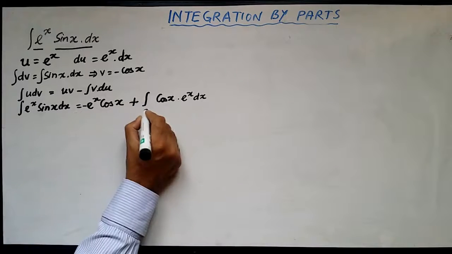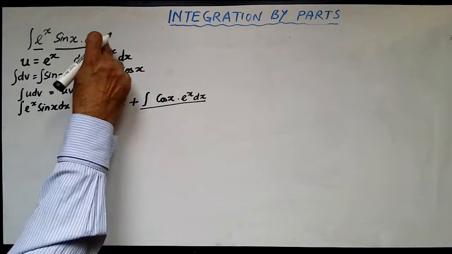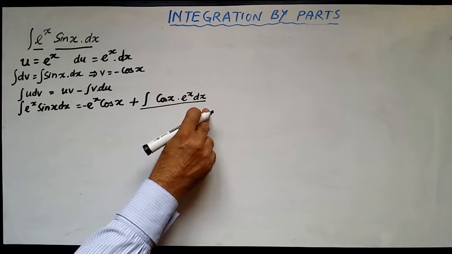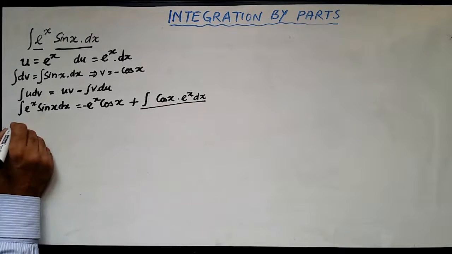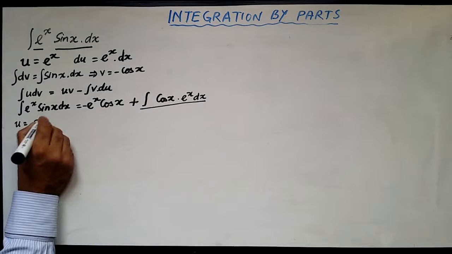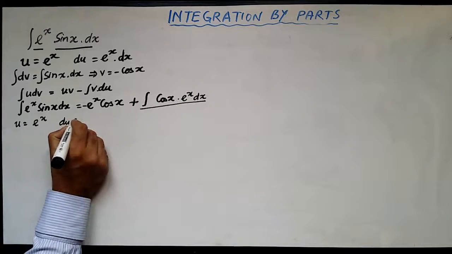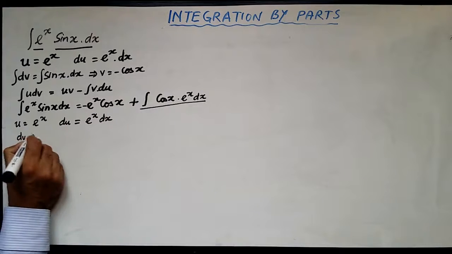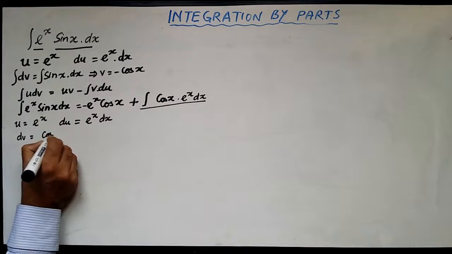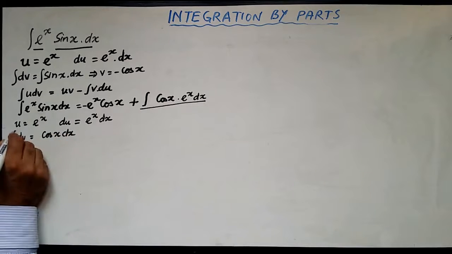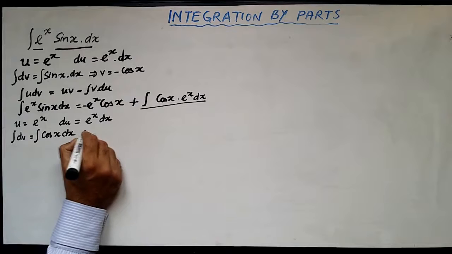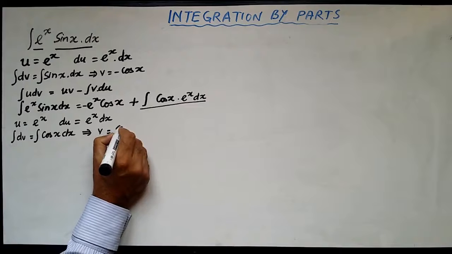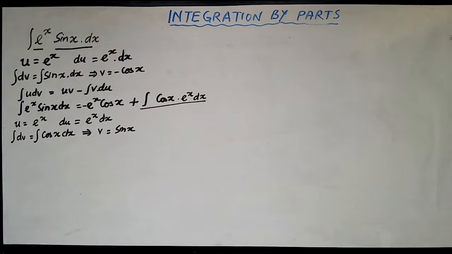Okay, so now again we find that there is an expression similar to this expression, integration of cosine of x e to the power x dx. So again we will take up this expression now. So let's take u is equal to again e to the power x, and du is equal to e to the power x dx, and dv is equal to cosine of x dx. Integrating both the sides, we get v is equal to sine of x.